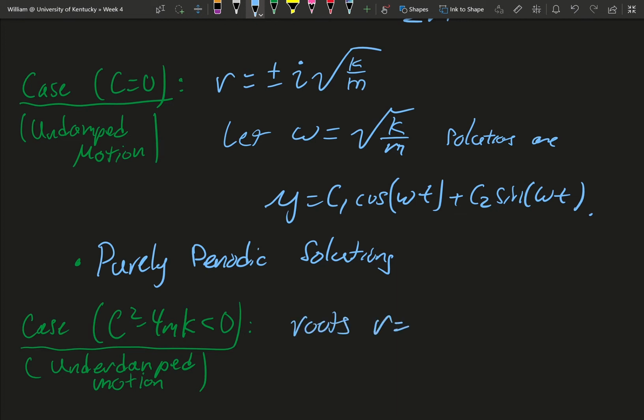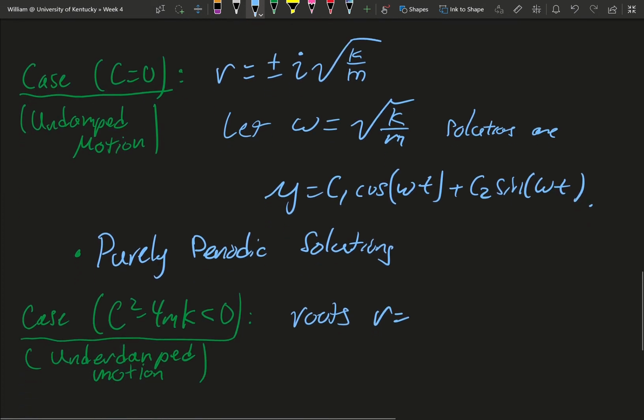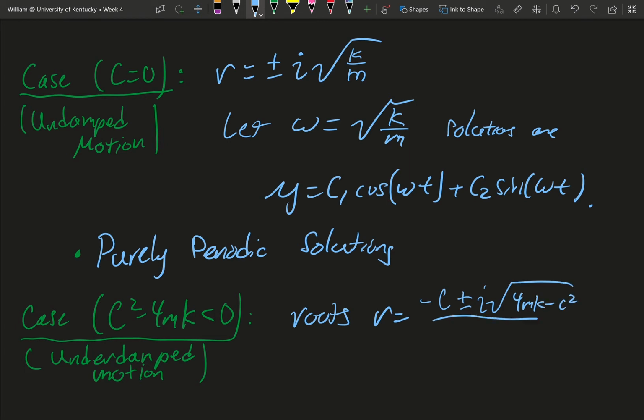In this case, C squared minus 4mk is going to be negative, and we're taking the square root of a negative, so we're going to end up with negative C plus or minus i times the square root of 4mk minus C squared, over 2m.